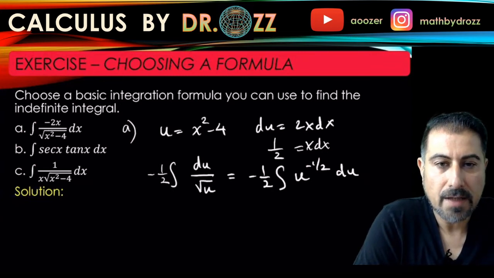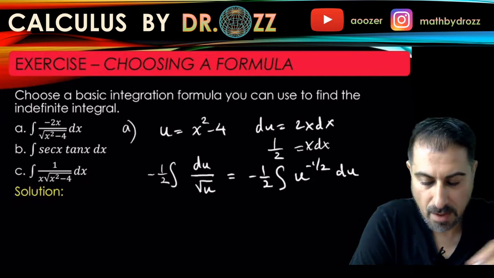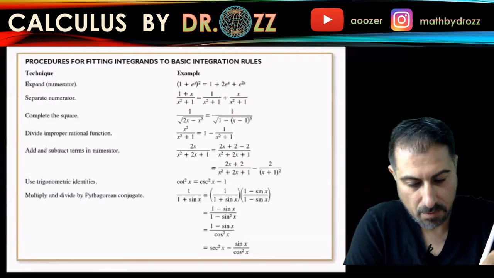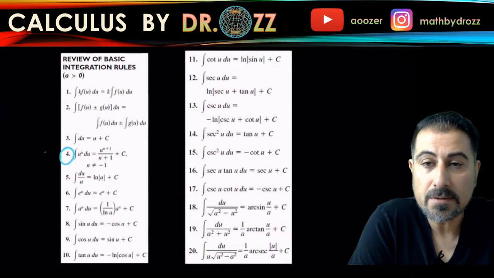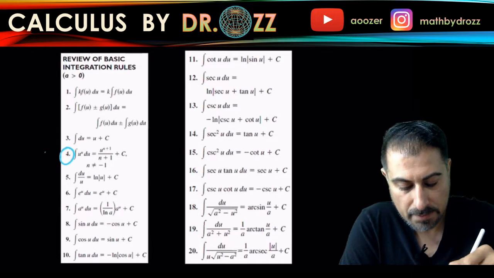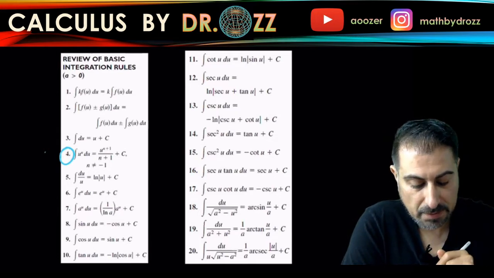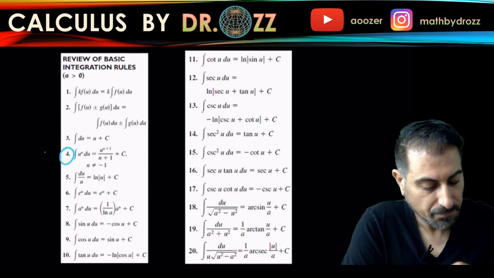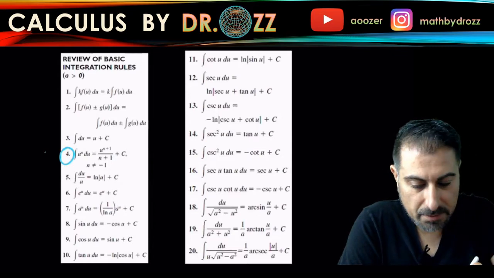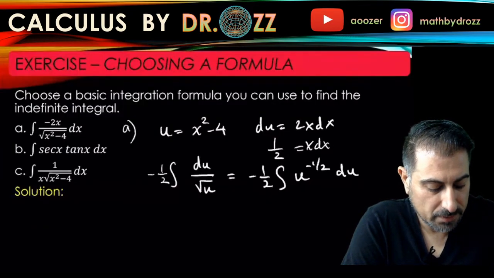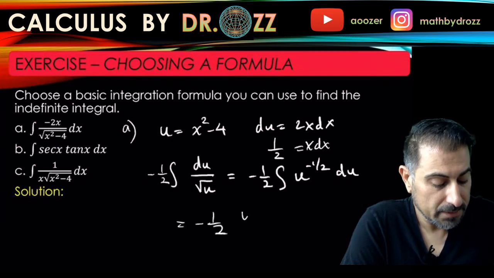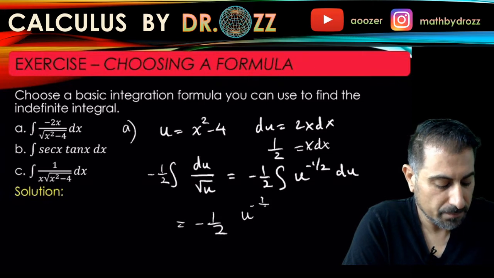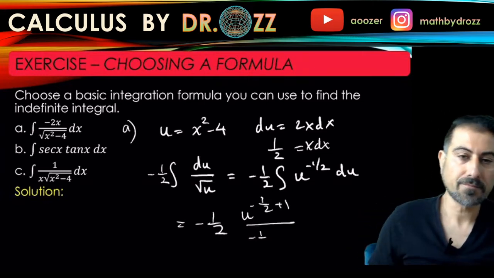So this way, now we have form number 4 in the list. We converted the integral to the integral of u to the power of n. So now I'm going to use this formula, u to the n plus 1 divided by n plus 1. All I'm going to do is add 1 to the exponent and divide by the new exponent. Okay?